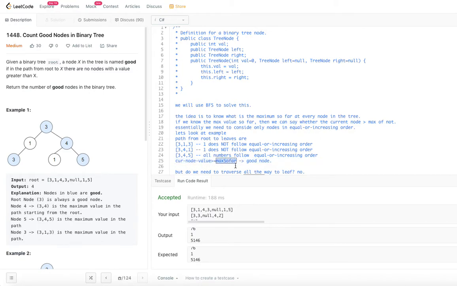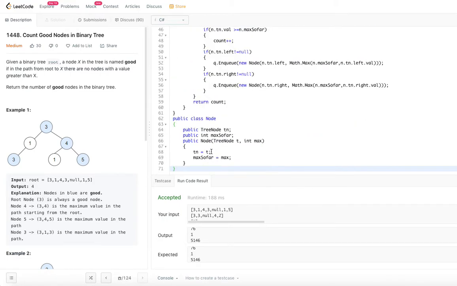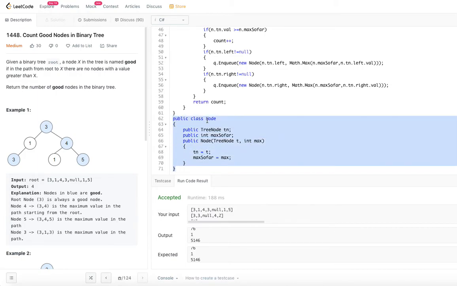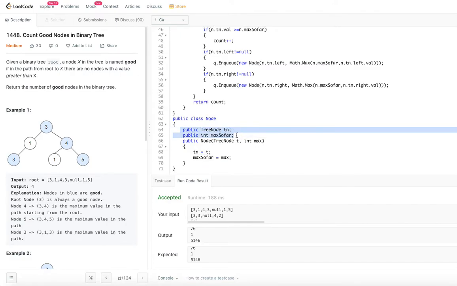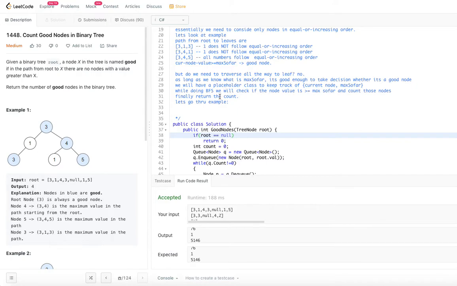So all we need is these two pieces of information. Since we need these two pieces of information, I am going to have a placeholder class to keep track of these two: the current node and the maximum so far. Let me show the placeholder class. I am calling it Node. Node will have the tree node and maximum so far. These are the two placeholders that I will have. This is the constructor, where I am initializing the tree node with the maximum value. So this is the placeholder class I will be using.